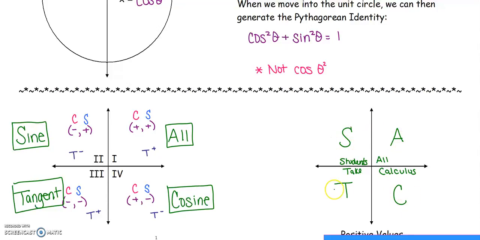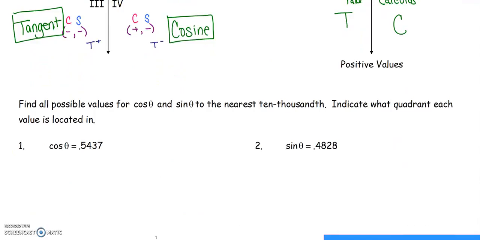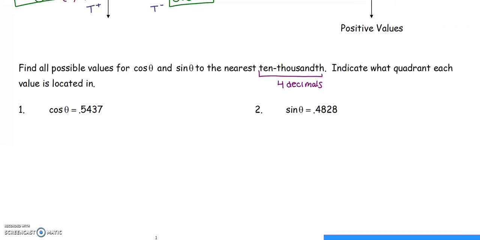And I do this little ASTC when I start the next problems. With these next problems, it's going to be a lot of calculator button pushing. I want to find the values of cosine and sine to the nearest 10,000th. Keep in mind, 10,000th is 4 decimal places. And I want to be able to indicate which quadrant each of these values are located in.